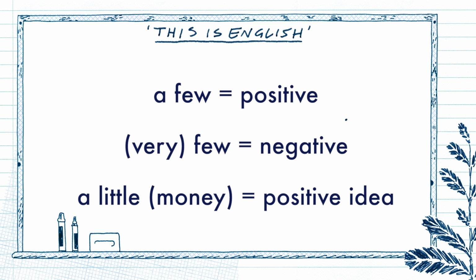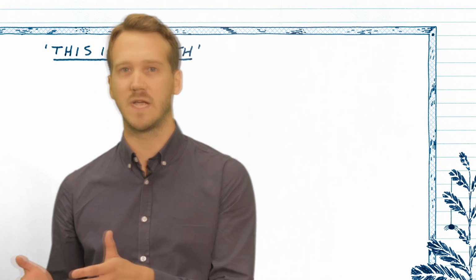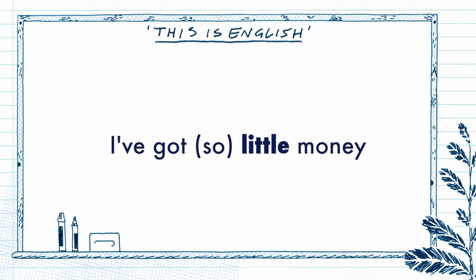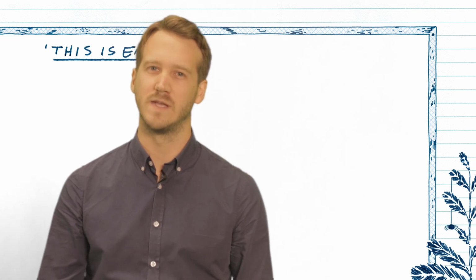Same example. I've got a little money in my pocket. I've got £5–10 in my pocket. It's not much, but it's a little. It's enough to go and buy a drink with my friend, or the very few friends that I have. On the opposite side, little, I've got little money. I've got financial problems because I've got so little money. So I'm not feeling very positive about this.